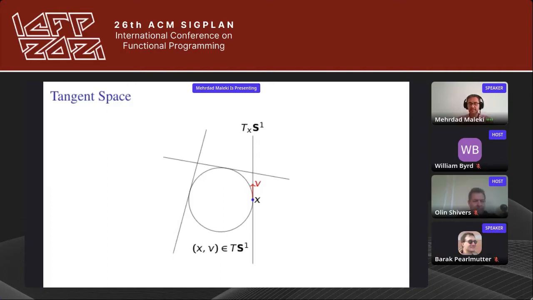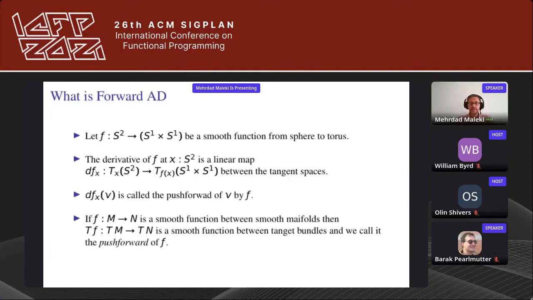And the elements of the tangent bundle are pairs, where the first element is an element of the manifold, and the second one is an element of the tangent space. So the second one belongs to some vector space, but the first one belongs to a maybe nonlinear manifold.